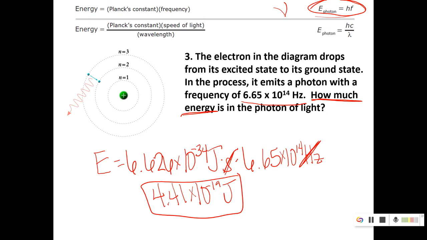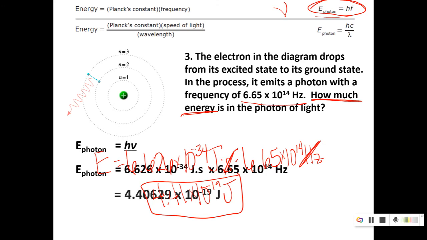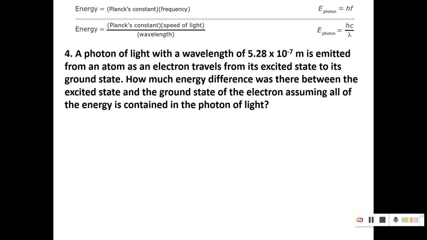Okay, so it's not a lot of energy, but when you're thinking about it, we're talking about electrons and how much energy electrons produce. And remember, electrons are super, super tiny. Okay. Yep, sig figs matter. Don't forget that.